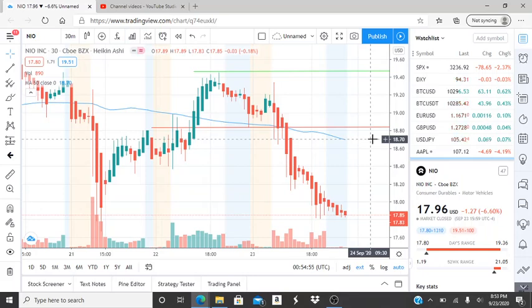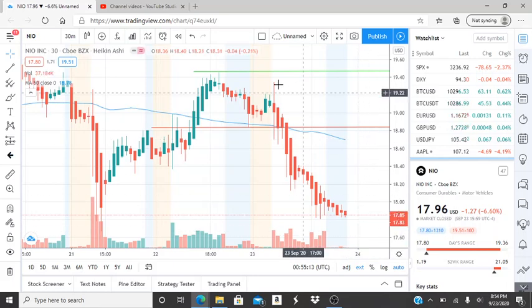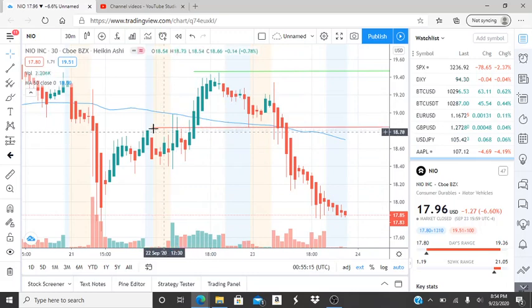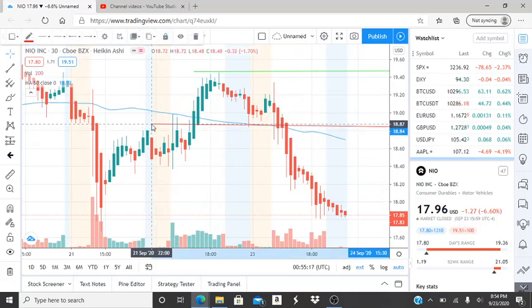Are the bears in control or the bulls? As long as the stock is above the 50-day moving average, the bulls are in control. The moment the stock closes out below it, the bears are in control. So right now, obviously, based off this chart of 18.70 being the 50-day moving average and closing at 17.85, the bears have gained control and they are definitely dominating this chart.